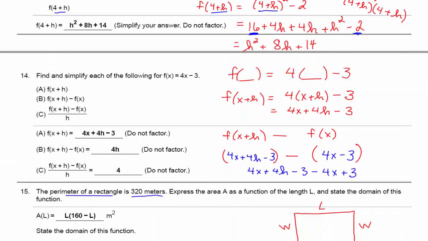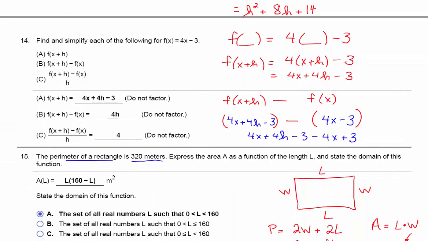All right, question 14. We have a function, so f of blank is 4 times blank minus 3. So they want us to plug in x plus h. So I simply plug it into the blank, grind out. So I've got 4x, 4h minus 3.